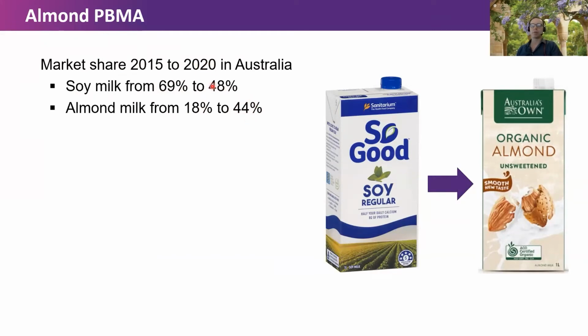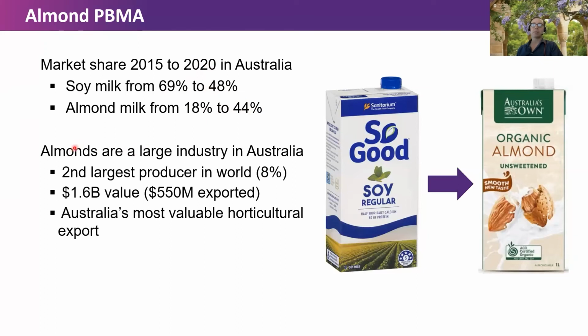And now it's on par with or even higher than soy milk. This data is a little bit old. Almonds are a large industry in Australia. We're the second largest producer in the world after the US, but we only produce 8% of what they do. Most of theirs is in California, so they're really the main one by a long way. But even though we're only 8%, this value is about $1.6 billion, and we export about $550 million worth of almonds. And it's Australia's most valuable horticultural export.